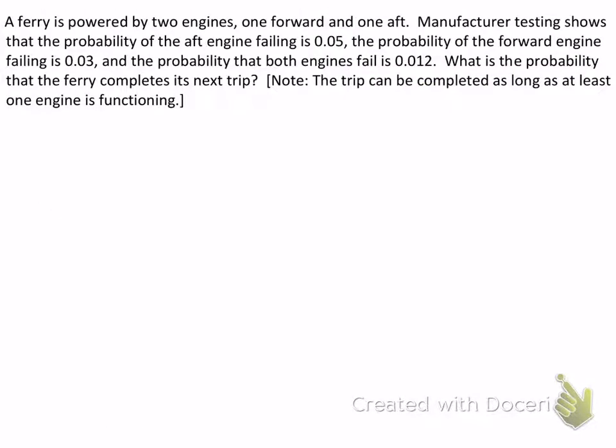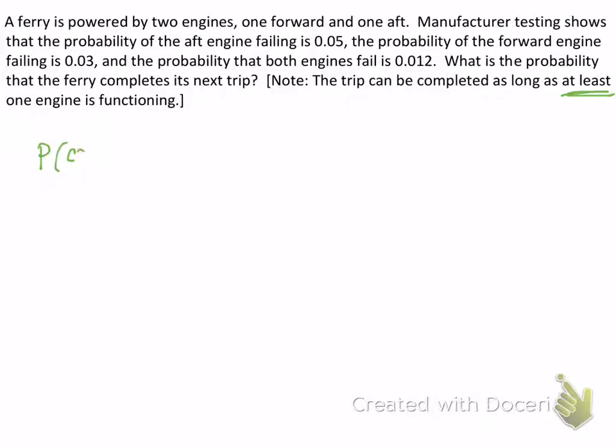Okay, so we have a word problem here. A ferry is powered by 2 engines, one forward and one aft, meaning one in the back. Factory error testing shows that the probability of the back engine failing is 0.05. The probability of the forward one failing is 0.03, and the probability that they both fail is 0.012. What's the probability that the ferry completes its next trip? It's important to note that the trip can be completed as long as at least one engine is functioning.